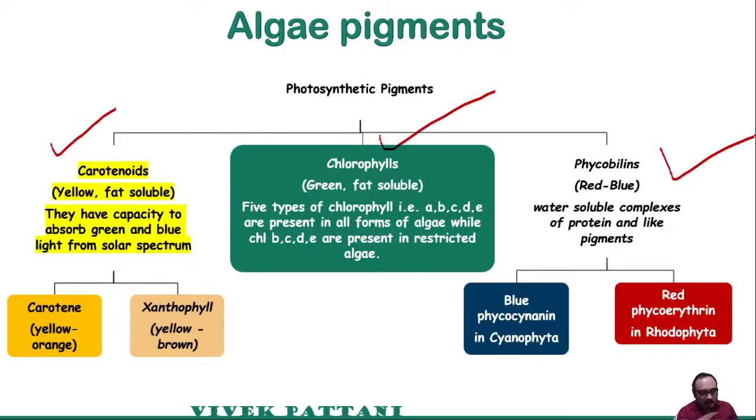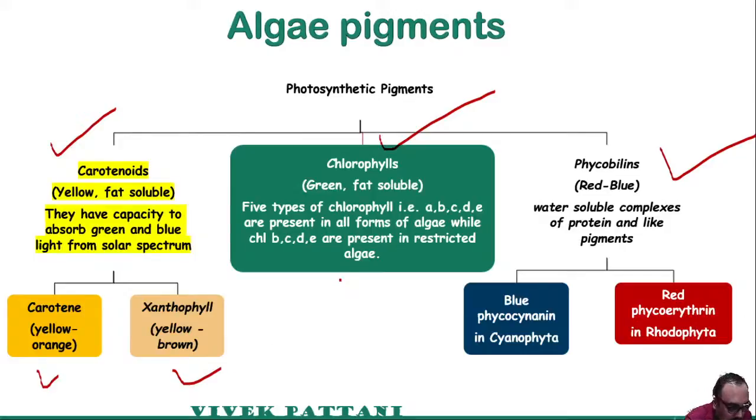What are carotenoids? Basically, they are generally yellowish in color and fat soluble pigments, and they have the capacity to absorb the solar spectrum. Further, these carotenoids are divided into two types. One is the carotene, the second one is the xanthophyll. The carotene is of a yellow orange color, whereas the xanthophyll is yellow to brown in color.